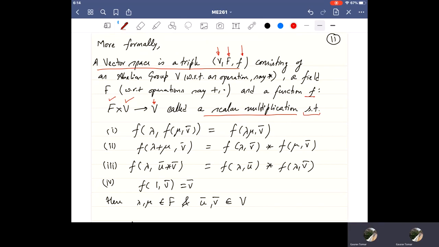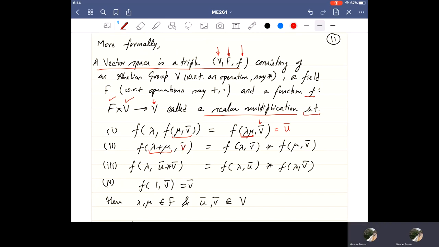It is defined such that if the function f operates on an already scaled vector, then it is equivalent to multiplying the two field elements and then scaling that vector. So you're going to get the same vector, let's call it a vector u, for example. This operation is going to give you the same vector u. The function satisfies this property. You can add two field elements, which is normal scalar addition, and then scale the vector v.